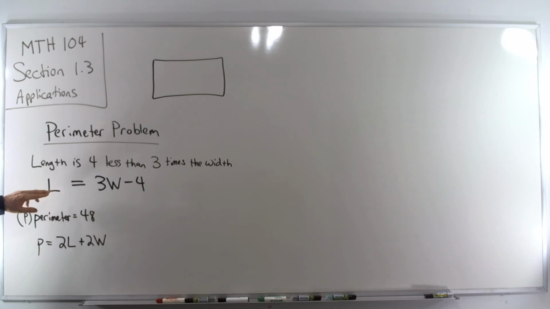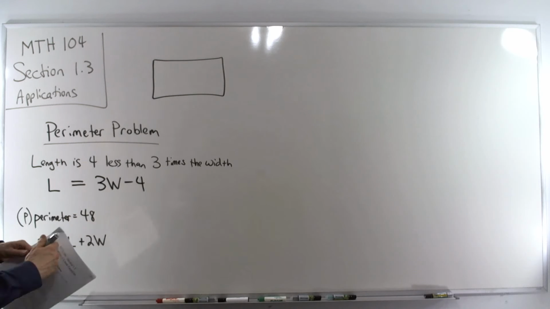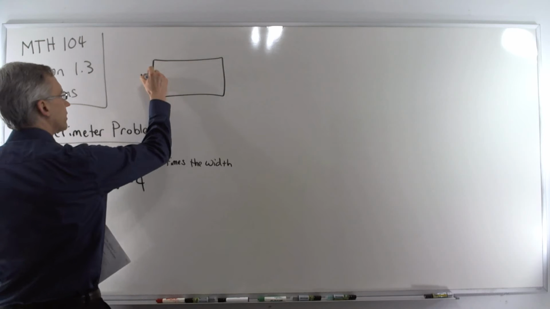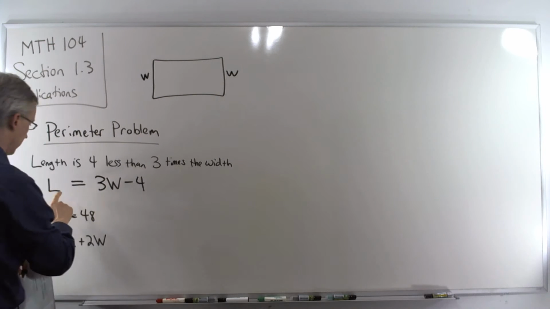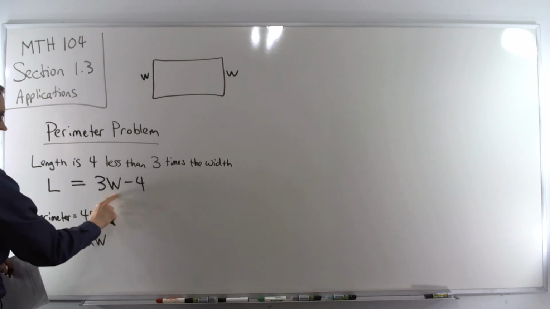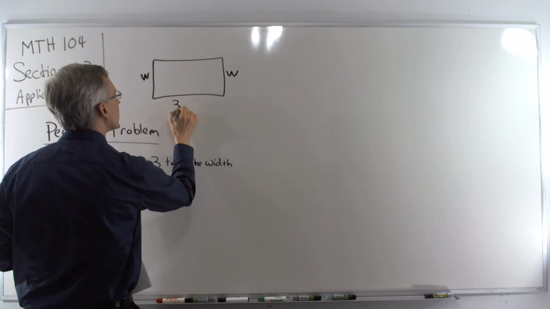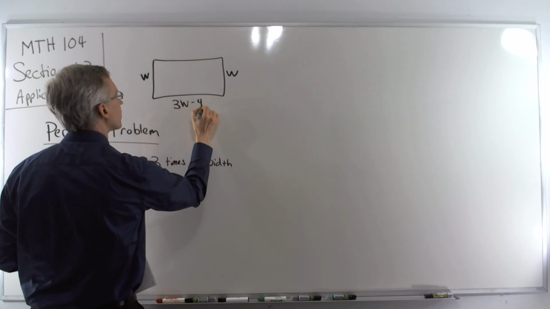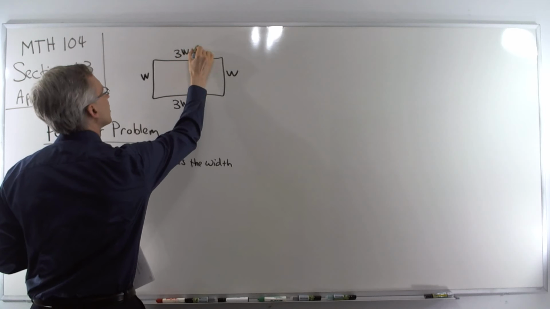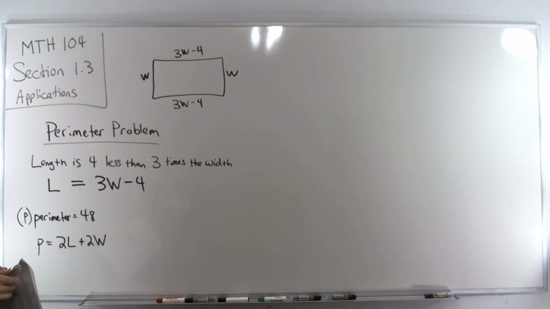All right, now we've got, well, I'm writing width here. We've got the width. And now we know the length. And instead of writing an L, let's just write in this expression, 3W minus 4. Okay, so there's our rectangle.